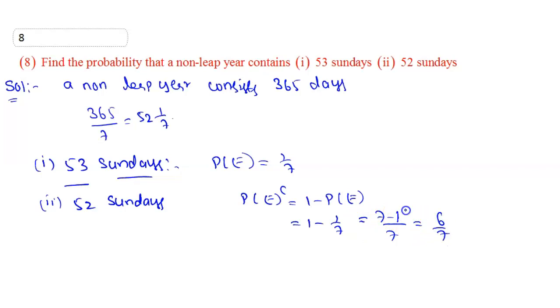Right. So exactly 52 Sundays answer is what? 6 by 7. Exactly 53 Sundays? Answer is 1 by 7. Right.